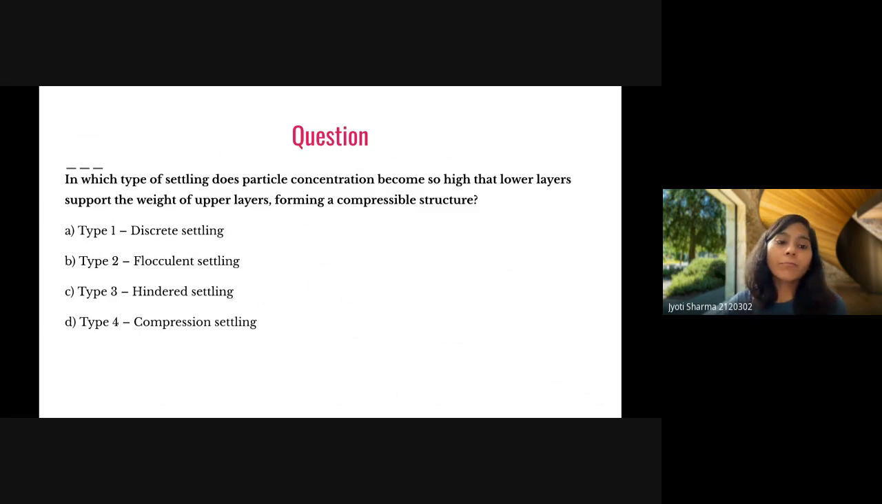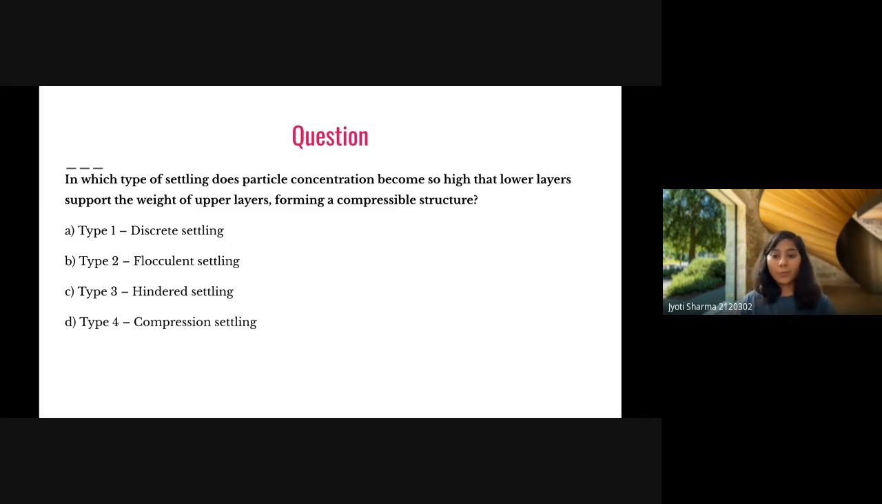In which type of settling does particle concentration become so high that the lower layer supports the weight of the upper layer, forming a compressible structure? Discrete settling, flocculent settling, hindered settling, or compression settling? I think from the words in the question itself, you can guess something about this.